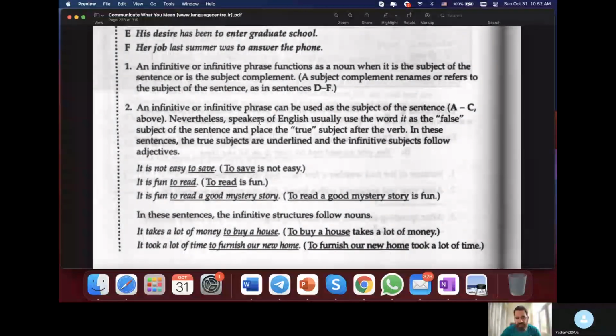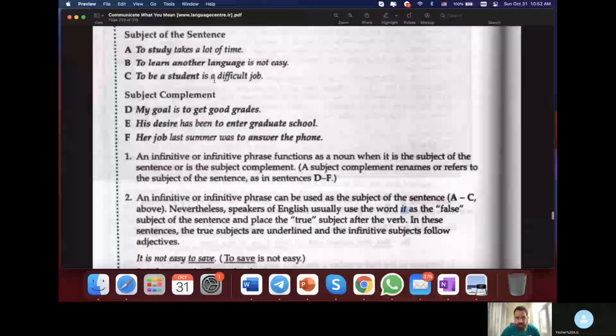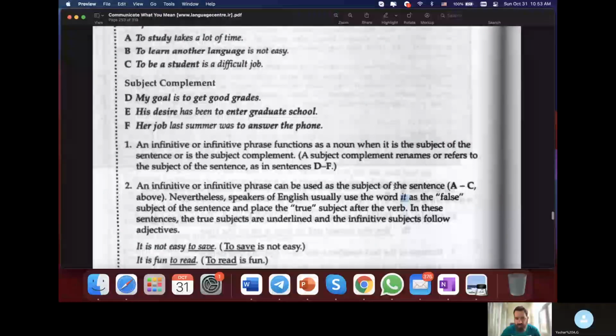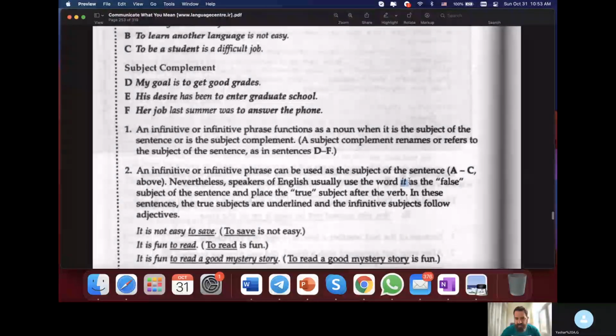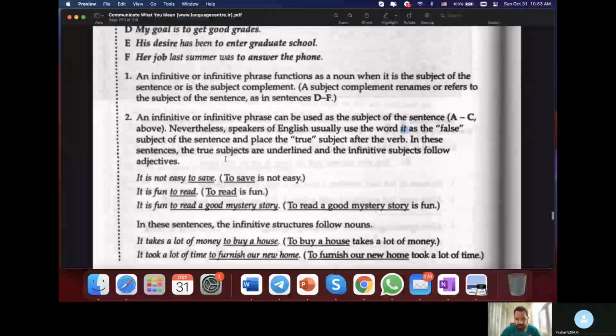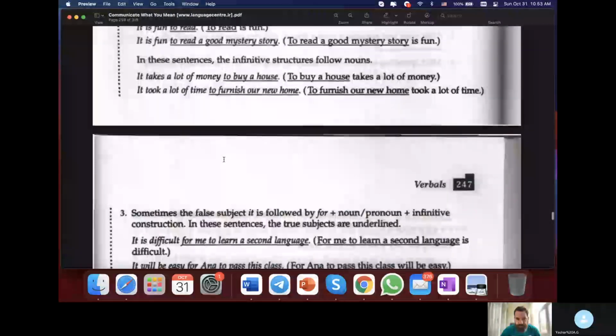We talked about it. Nevertheless, speakers of English usually use the word it as the false subject of the sentence and place the true subject after the verb. So native speakers don't prefer to say to be honest is. They put it is difficult. It's a difficult job to be a student. So they place the false subject first and the true subject at the end of the sentence. Clear? Clear.